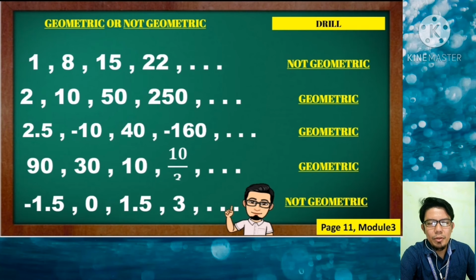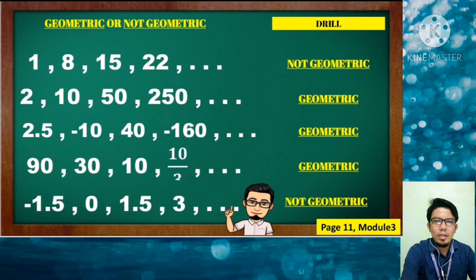Next, item number 3, 2.5. Think of a number wherein if you multiply it by 2.5, the result is negative 10. That number is negative 4. 2.5 times negative 4 is negative 10. Negative 10 times negative 4 is positive 40. Positive 40 times negative 4 is negative 160. So therefore, there is a common ratio of negative 4, and this is geometric.